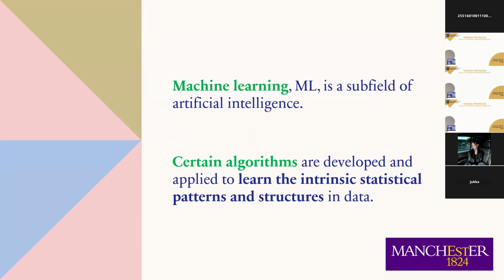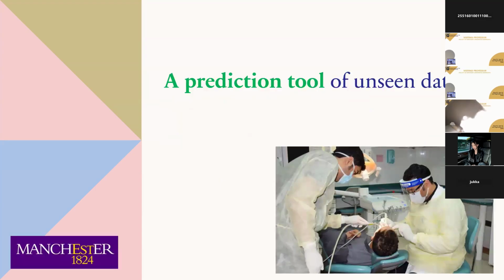Certain algorithms are developed and applied to learn the intrinsic statistical patterns and structures in data, because this may be something we don't necessarily see very easily, or it would take months, if not years, to understand what we see in the data. Artificial intelligence is a prediction tool of unseen data. So this is important to make the distinction. Artificial intelligence doesn't really know too much. If you use ChatGPT for asking or making summaries for yourself, you should treat the outcomes with great caution and great care, because they may also be unreliable.